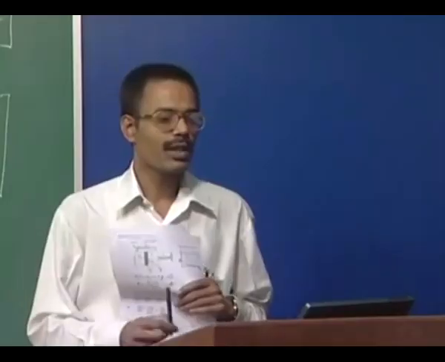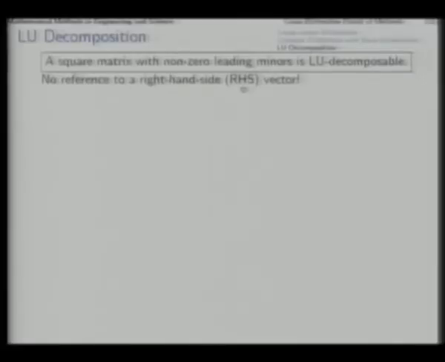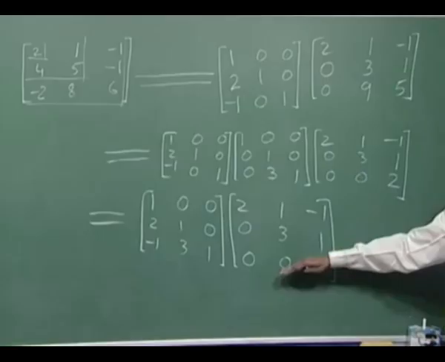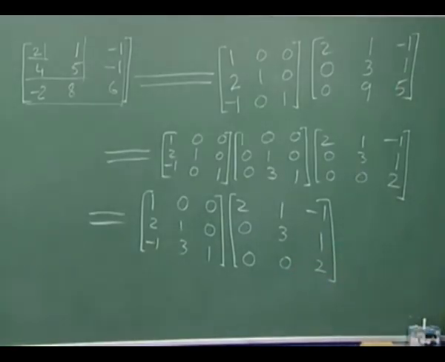In the proceeding, we will not make any reference to the right hand side vector. But suppose we have decomposed it like this, and then we are supplied with a right hand side vector, then how to solve it? That solution is very easy.